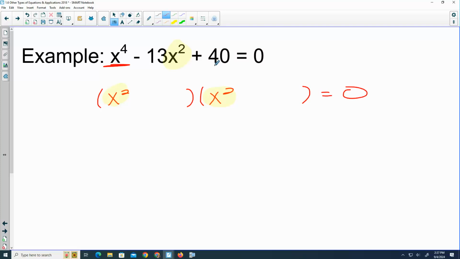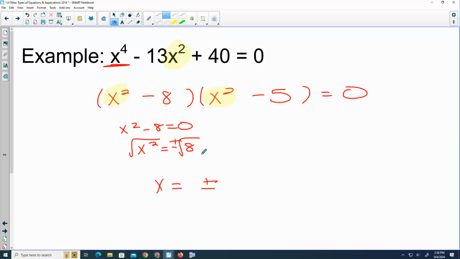Okay, now what multiplies to 40 and adds to negative 13? Okay, if you set those equal to 0, we get x squared equals 8. What would you do? And when you add a square root, you need a plus and minus. So we get a plus and minus. How would you break down 8?